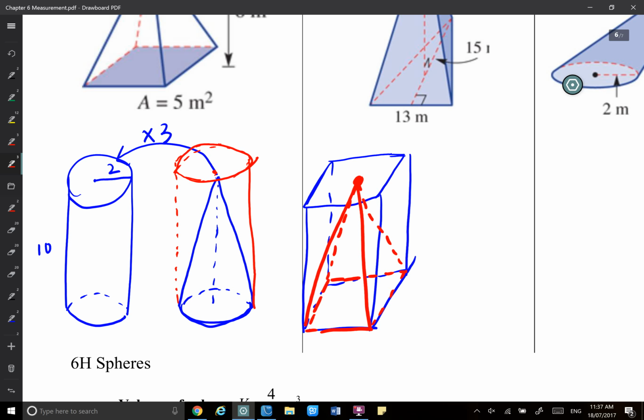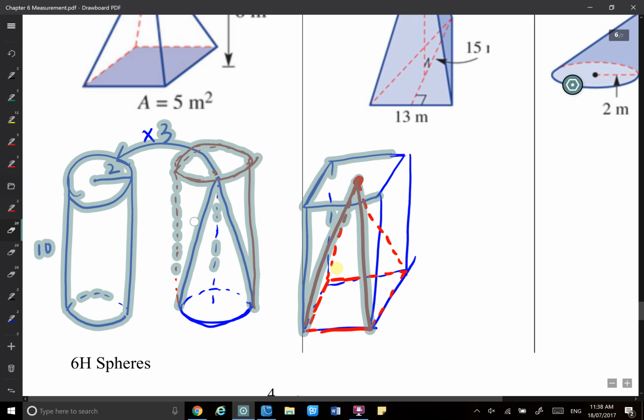Other shapes will be true as well, not only those ones. Anything you can draw that has a similar shape will be true. So let's just have a look at the questions below here.